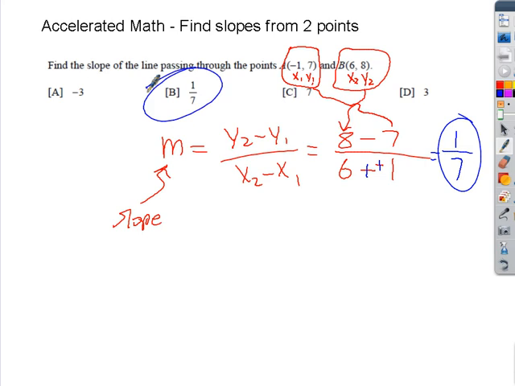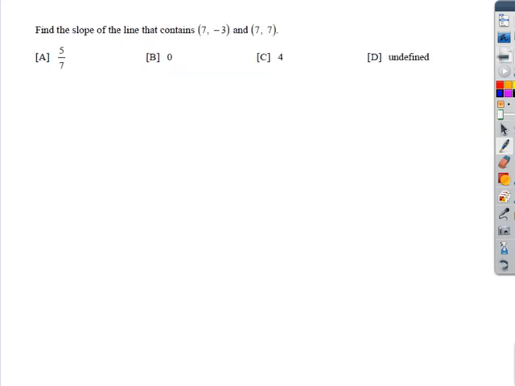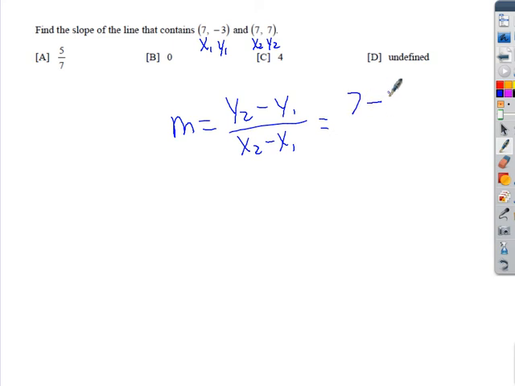So there's your slope. Two other problems I want to show you on this because we get different results. X sub 1, y sub 1, x sub 2, y sub 2. Label those. Write down your formula, or have it handy, and then fill in what you know. You've heard that a lot in algebra. Write down the formula, fill in what you know. Y sub 2 is 7 minus y sub 1 is -3. X sub 2 is 7 minus x sub 1 is 7.